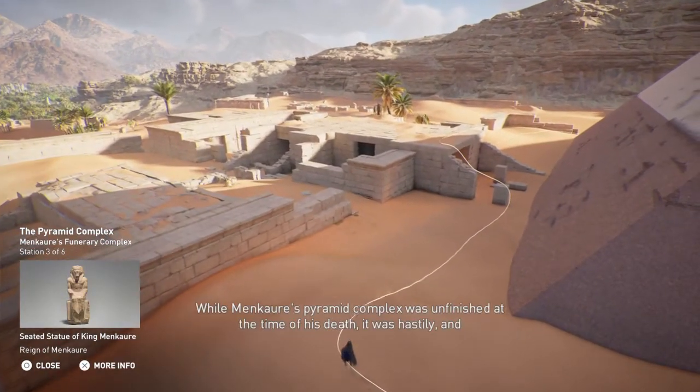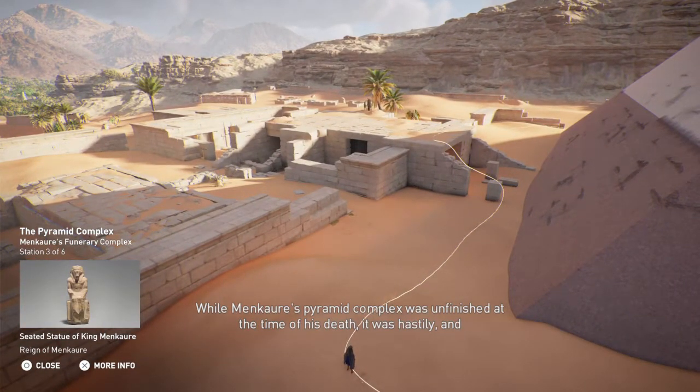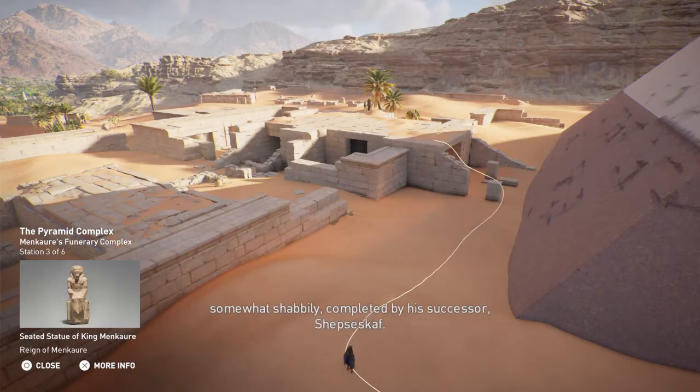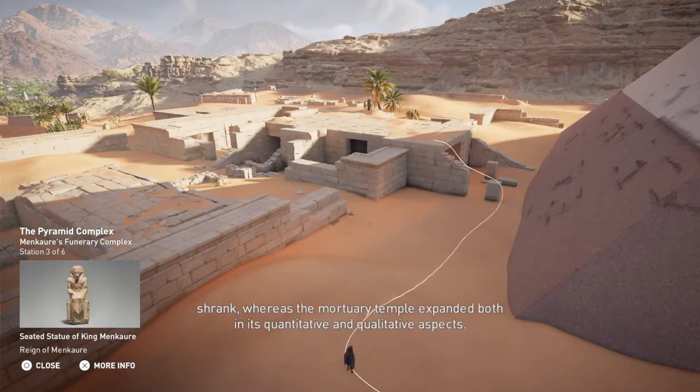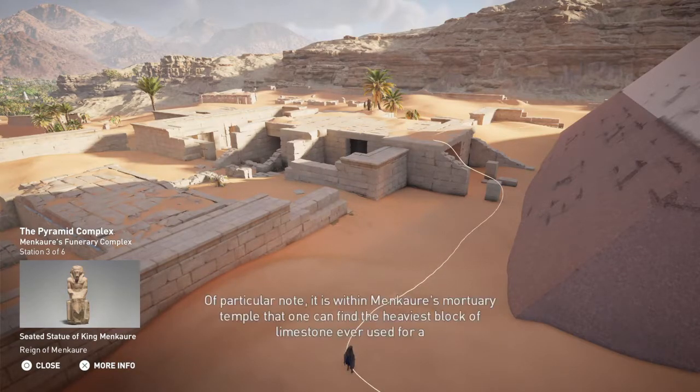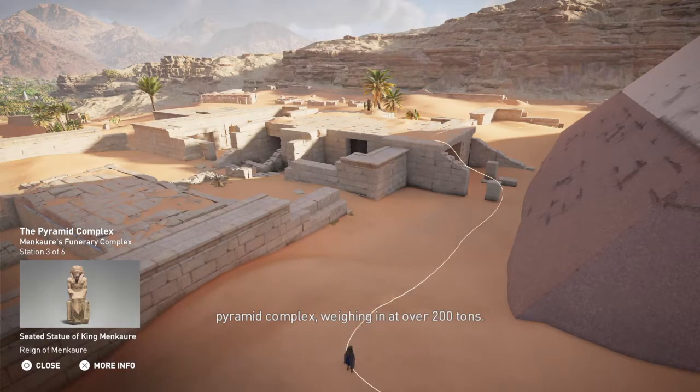While Menkaure's pyramid complex was unfinished at the time of his death, it was hastily and somewhat shabbily completed by his successor, Shepsakhaf. Even so, this funerary structure marks a watershed in the history of this kind of monument. From then onwards, the pyramid shrank, whereas the mortuary temple expanded both in its quantitative and qualitative aspects. Of particular note, it is within Menkaure's mortuary temple that one can find the heaviest block of limestone ever used for a pyramid complex, weighing in at over 200 tons.